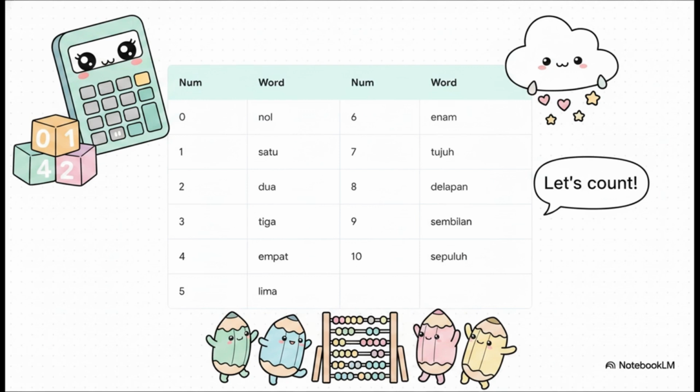0 is nol, 1 is satu, 2 is dua, 3 is tiga. Moving up, 4 is empat, 5 is lima, 6 is enam. And finishing up the base, 7 is tujuh, 8 is delapan, 9 is sembilan, and 10 is sepuluh. I highly recommend pausing this explainer a little later just to memorize this base sequence, because once you have these down, the rest is practically automatic.